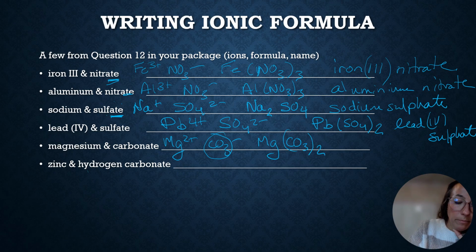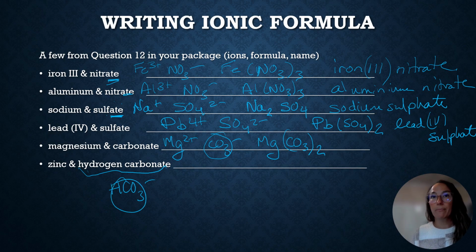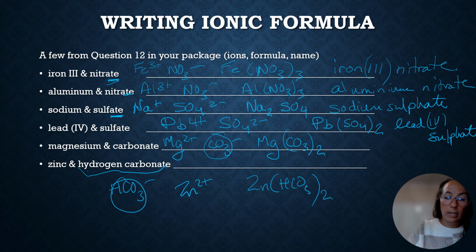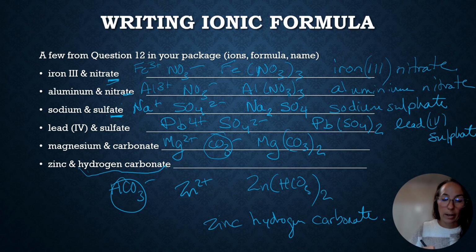Then I put this one in because this is a weird one. It has 2 names, but actually it's only 1 thing on the package. If you look at the polyatomic ion table, it's HCO3, can't touch this. So the zinc is a 2+, and this is my anion. I need 2 of those to balance the compound out. So Zn, HCO3 package, 2 of them. And its name would be zinc hydrogen carbonate. Okay, great.